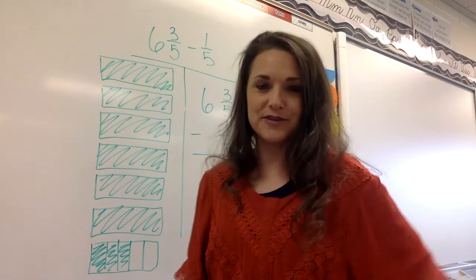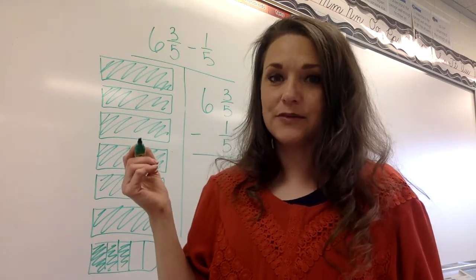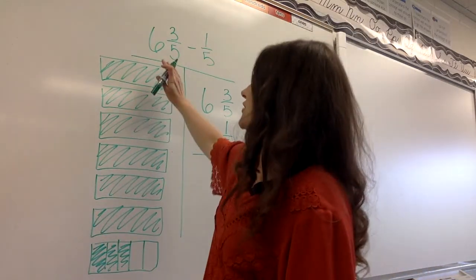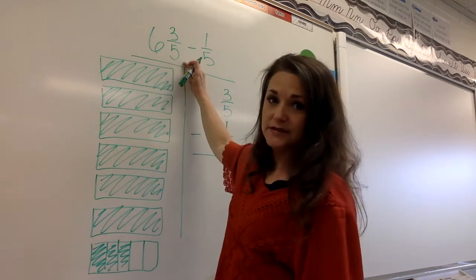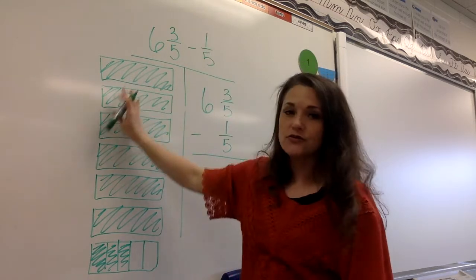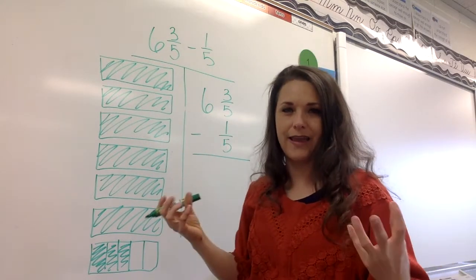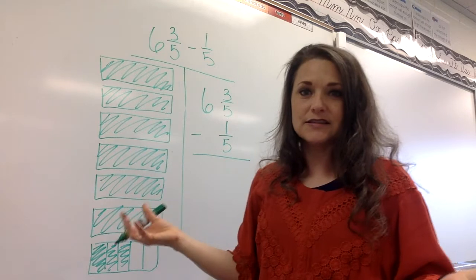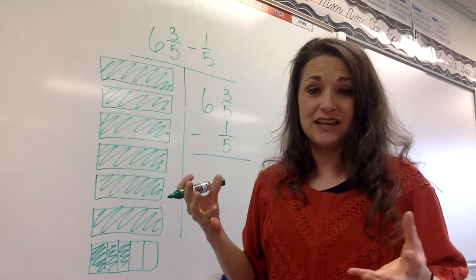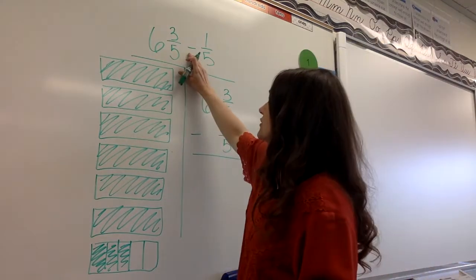And today we're going to be working with mixed numbers again, except that now we're going to be subtracting mixed numbers. So we're going to start with 6 and 3/5, and we're going to subtract 1/5. So I've drawn a picture for us so we can start to mentally figure out how this is actually working. Instead of combining these mixed numbers together, now we're taking a mixed number and we're taking part of it away, our subtraction part.